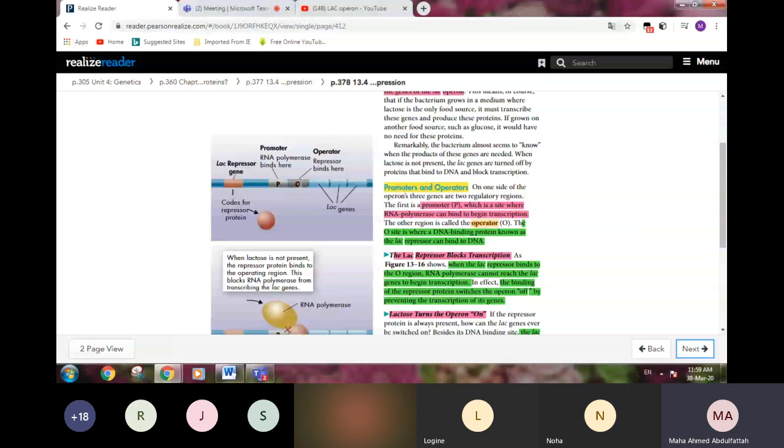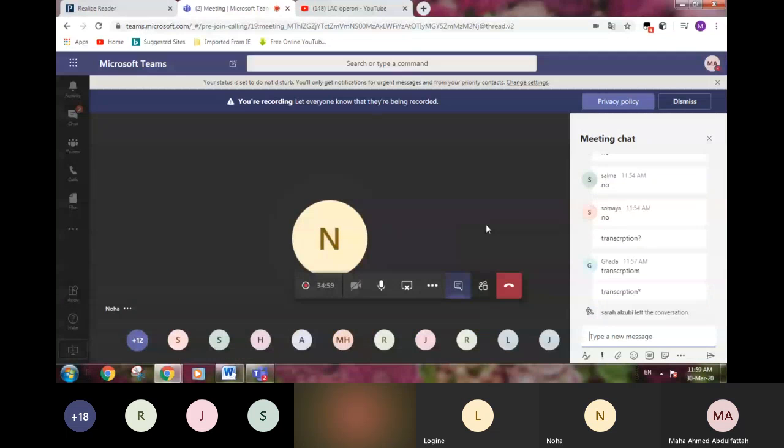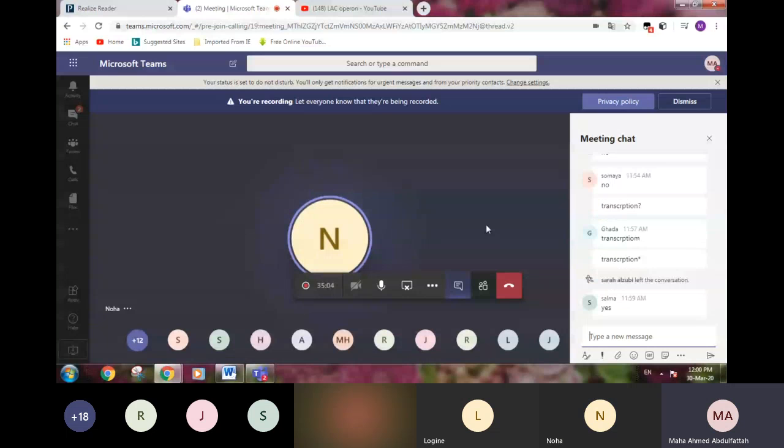Okay, if the repressor protein is binding here, whenever RNA polymerase comes to bind, it cannot. When the lactose is not present, the repressor protein binds to the operator region here. This blocks the RNA polymerase and it cannot transcribe the lac genes. This is the RNA polymerase coming to bind to the P site, but it cannot because here we have the repressor protein binding to the O site. Till now, is it understood?